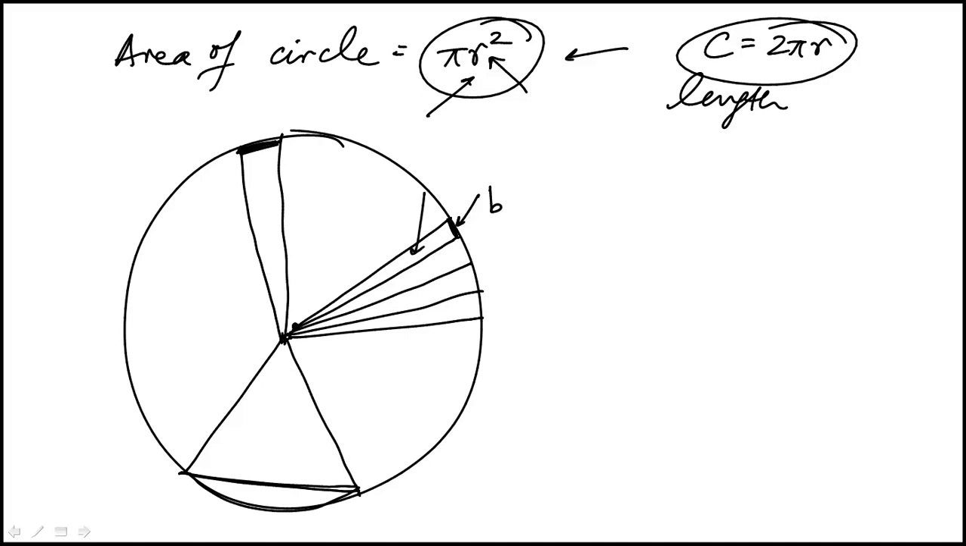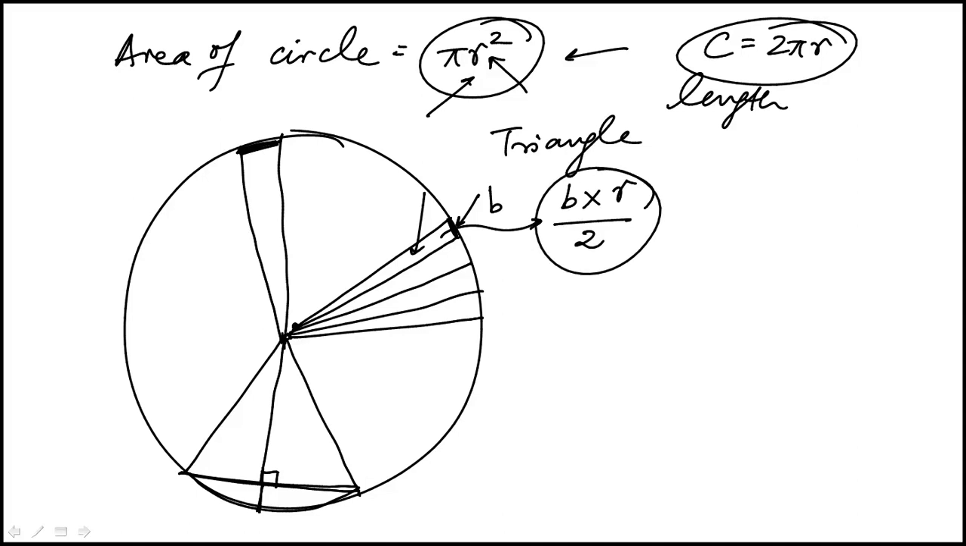So each one of these slices is a triangle. And the height here is almost the same as the radius. This is of course an expanded view, but as these slices get smaller, that height is about the same as the radius. So the area of a triangle, each one of these slices, is base times radius over 2. And I said there are 100 slices. So the area of this circle would be 100 times b times r over 2, because we have 100 of these slices.